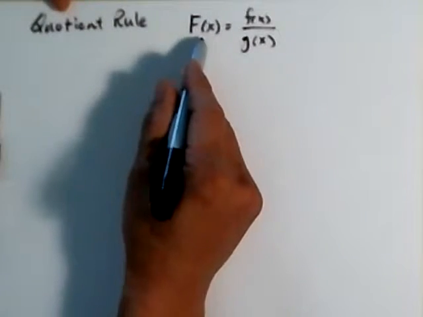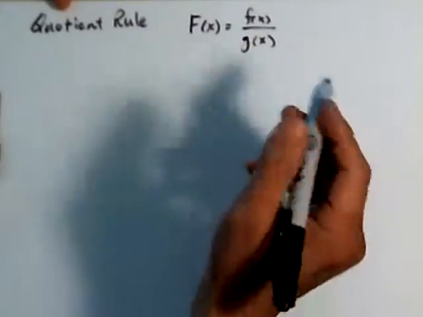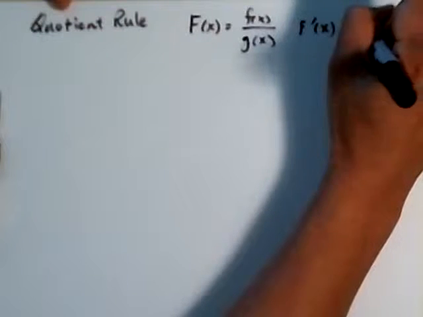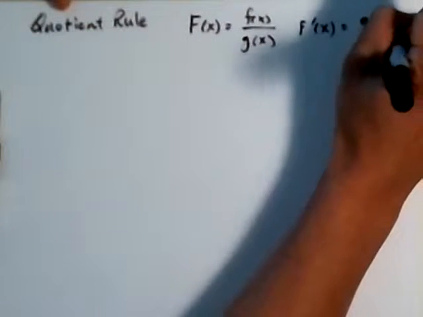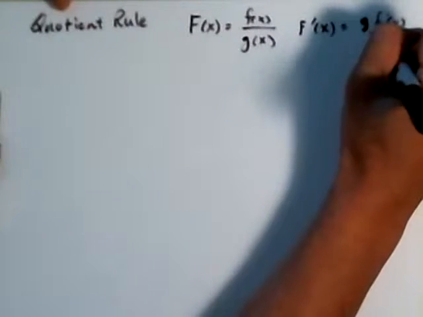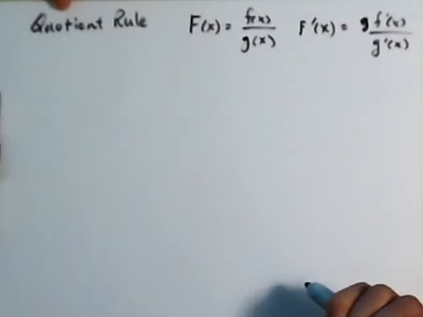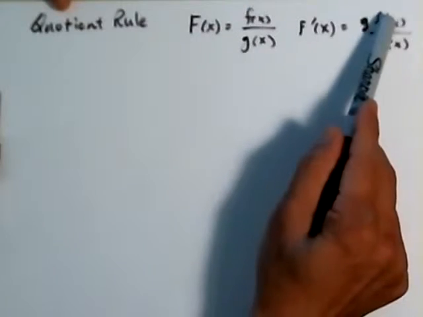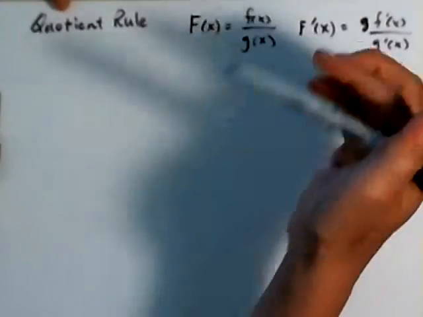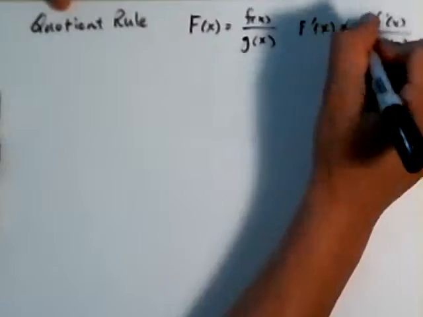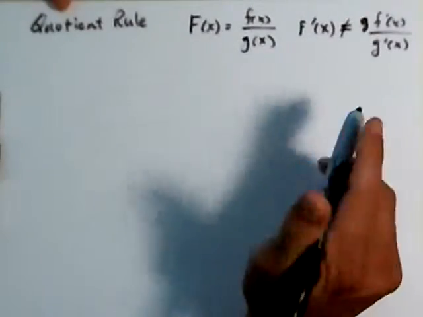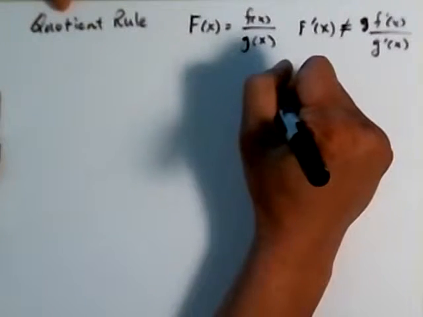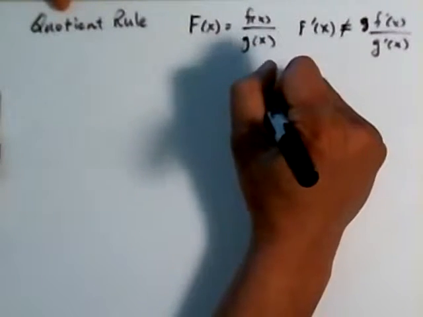The quotient rule: the function is a quotient of two functions, f and g. F prime of x equals f prime of x divided by g prime of x. So the derivative of the function is equal to the derivative of the top divided by the derivative of the bottom. That's absolutely false. You cannot do that. Okay? And remember the product rule? Please review the product rule the way I showed you for the previous product rule information.